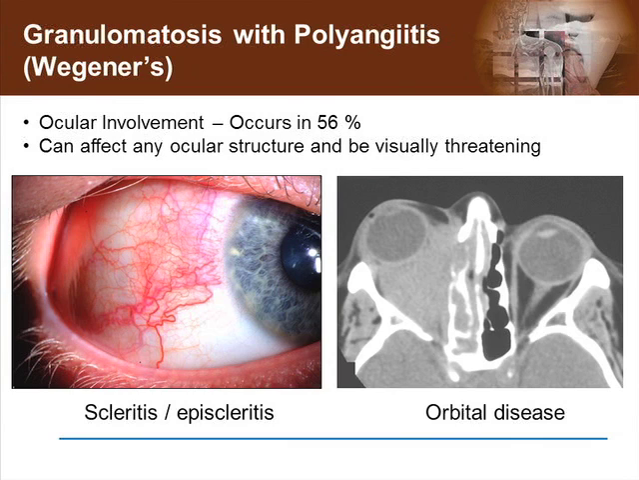Now, although this is known by its involvement of the sinus, lung, and kidney, there are other prominent sites of disease where this can occur. Ocular involvement occurs in about 56% of these patients, where it can involve any ocular structure and be potentially visually threatening. We can see here some of the more common features, which include scleritis and episcleritis, or orbital disease, which can occur either de novo or through extrusion through the lamina papyracea from adjacent sinus disease. This can result in proptosis, diplopia, or potentially threat to vision by pressure on the optic nerve.